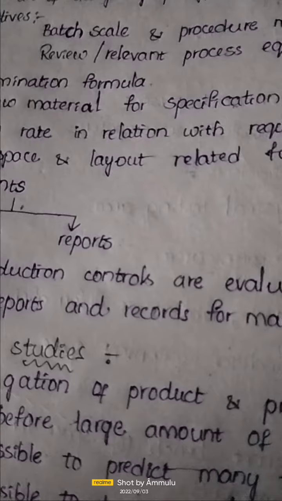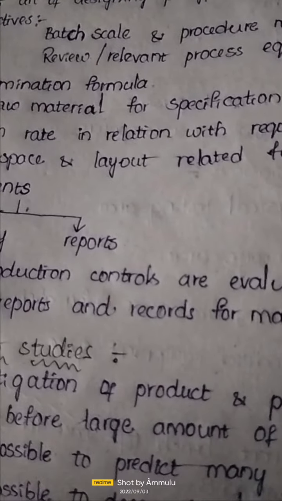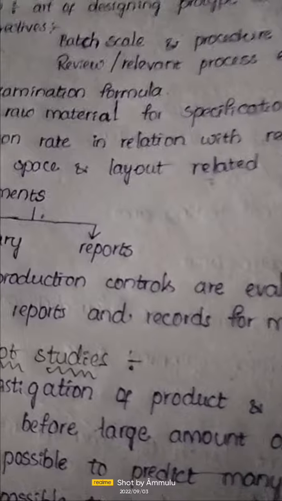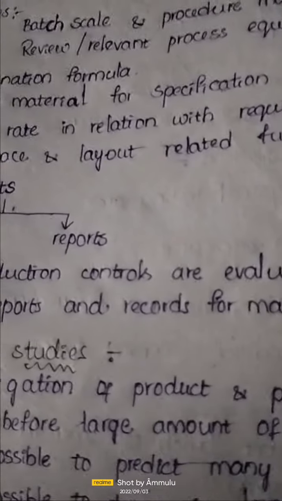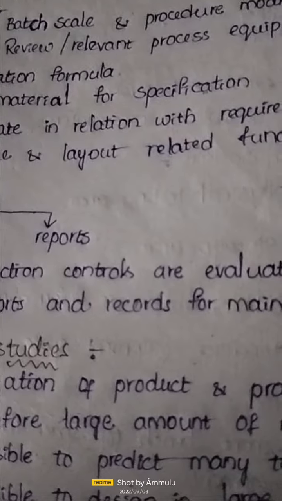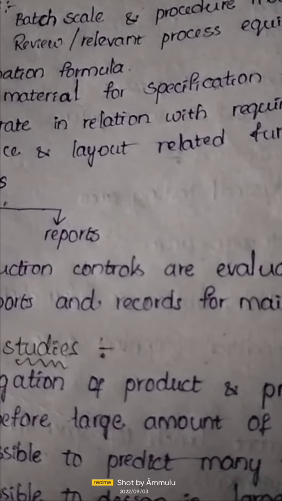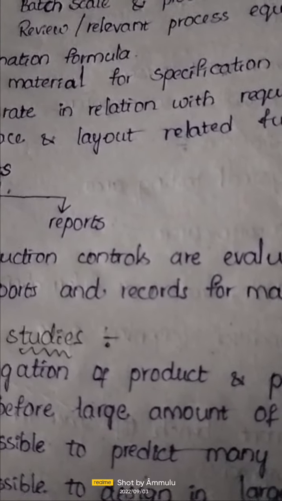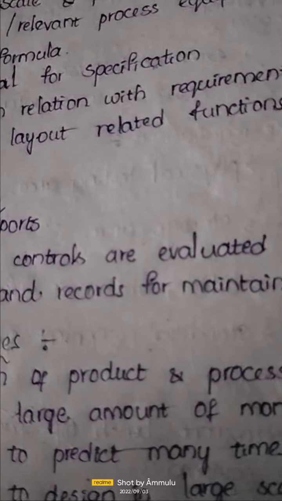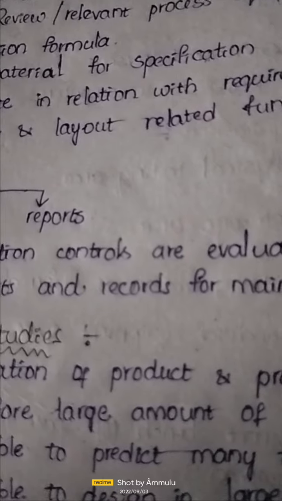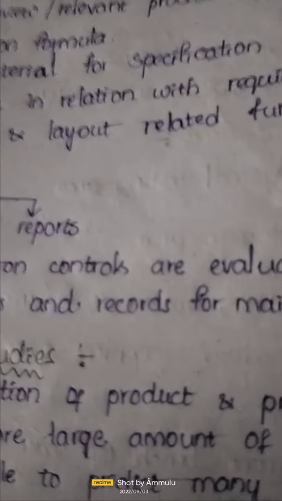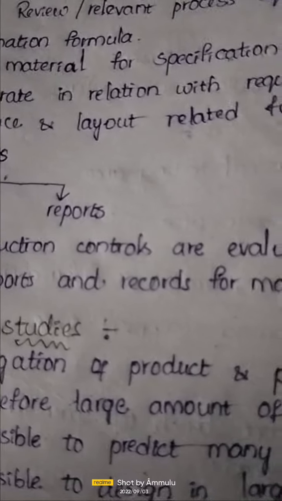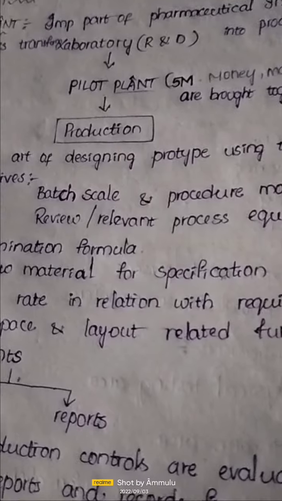For research and development processing, the laboratory is the key part, and here the laboratory plays an important role. Then after, a big amount of products will be produced in the pilot plants and in large scale production. Large scale production means industries like pharmaceutical industries, and that's called production. Here it is divided into three parts: laboratory, pilot plant and production.